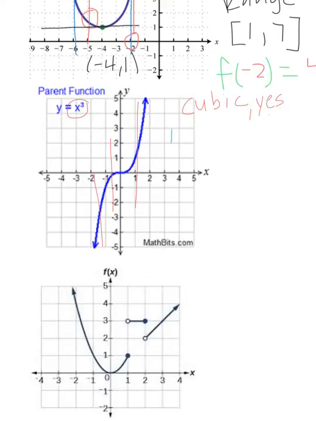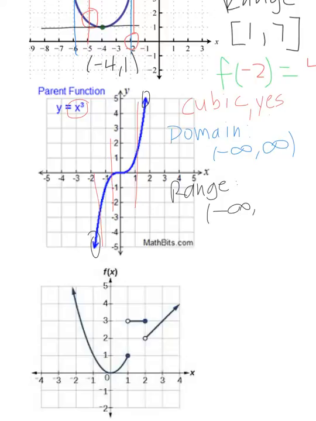Now if we want to look at domain, we basically want to say, is it limited left to right? Can we find a leftmost point, and can we find a rightmost point? And we really can't. So that means that we've got all real numbers for domain. And then range, we want to see if we can find a top point of the graph or a bottom point, and we really can't. It extends all the way up and all the way down, so all real numbers, -infinity to +infinity.